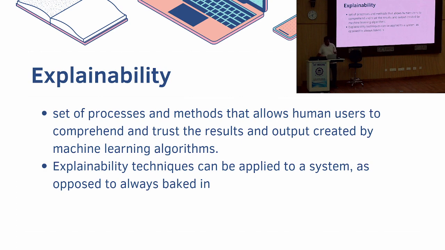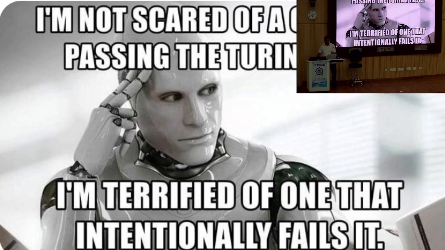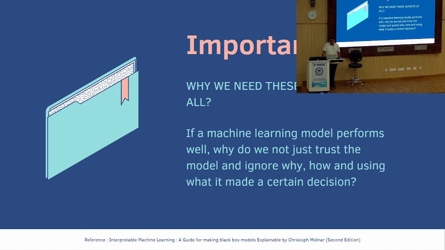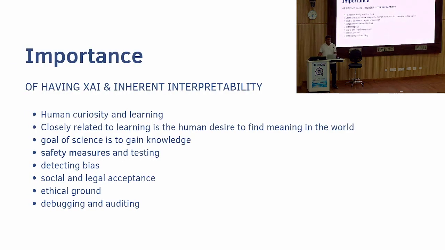To understand this, let us look at the importance of IXT. I will call IXT interpretability, explainability, and trustworthy AI. So that's what I was talking about. If a machine learning model performs well, why do we not just trust the model and ignore why, how, and using what it made a certain decision? For example, the probability that a customer will churn or how effective some drug will be for a patient. In some cases you do not care why a decision was made. It is enough to know that the predictive performance on a test dataset was good. But in other cases, knowing the why can help you learn more about the problem, the data, and the reason why a model might fail.